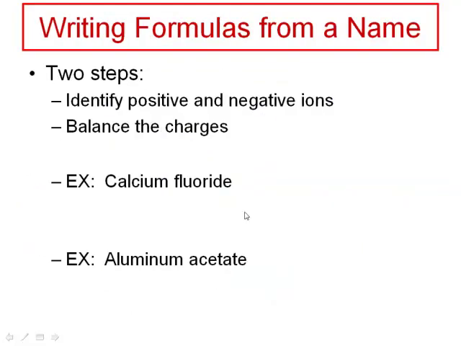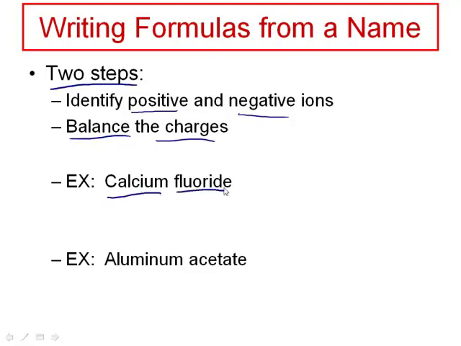Okay, so here we go. Let's talk about how to write formulas from a name if we're doing ionic compounds. This is two steps. First is identifying the positive and the negative ions that are in the compound, and the next thing is to balance the charges, because we always have to remember that in ionic compounds, the total charge is always going to be 0. For example, let's look at this one here, calcium fluoride.